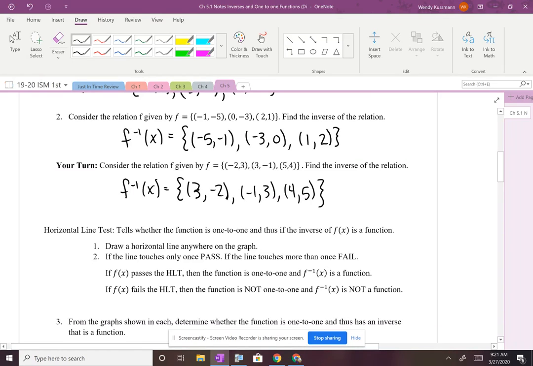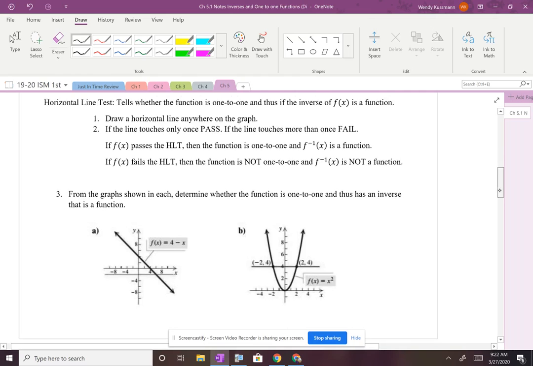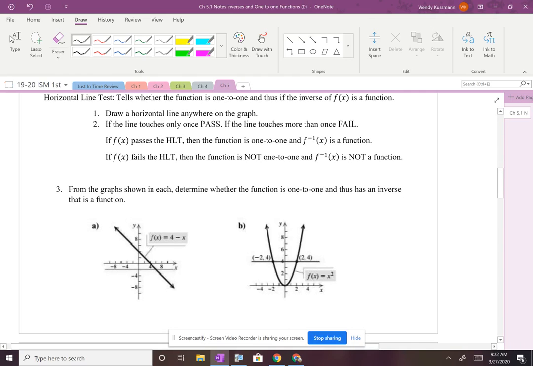All right, hopefully you have gotten that one right. Moving on to the horizontal line test. I'm sure you've heard of the vertical line test from Algebra 1. Remember, the vertical line test tells you if what you're looking at is a function.